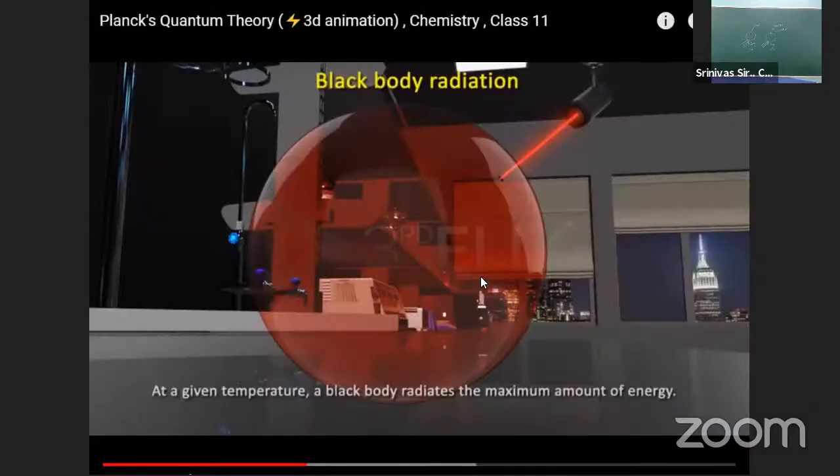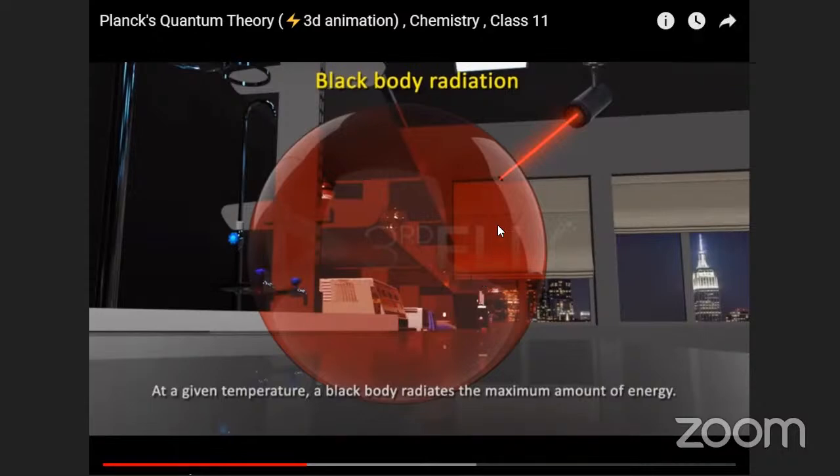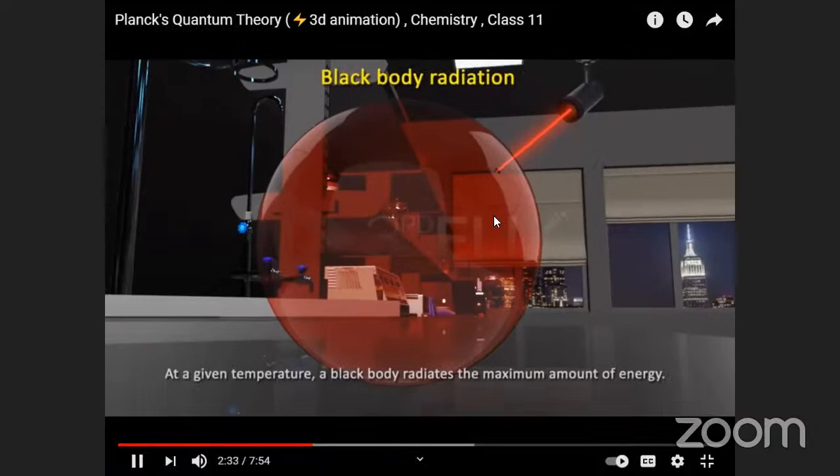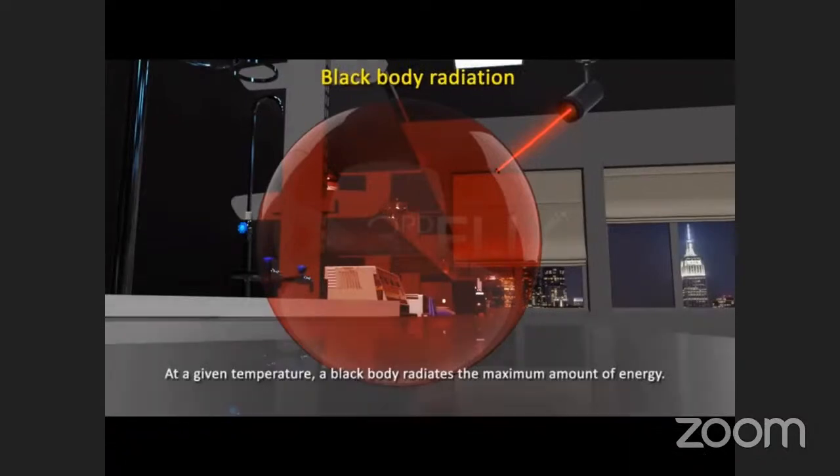So listen, look at that statement. At a given temperature, a black body radiates the maximum amount of energy. So the maximum amount of energy can be radiated only by a black body, no other body. That is the meaning of this statement. Understand? It radiates the same amount of energy it has absorbed.